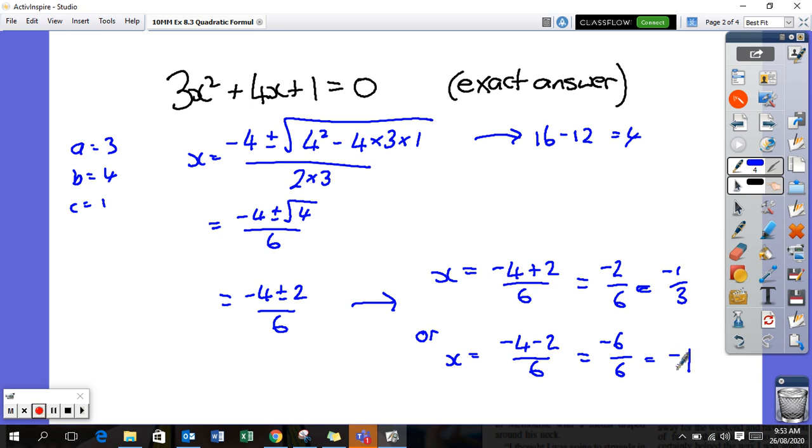So there are two solutions for x. Remember, what we're actually finding here is where this graph cuts the axes. It's cutting the x-axis at minus 1/3 and at 1. So that's the two places it's cutting the axes, and the graph would look something like that. Let's have a look at a second example, and you can go and do some yourself.